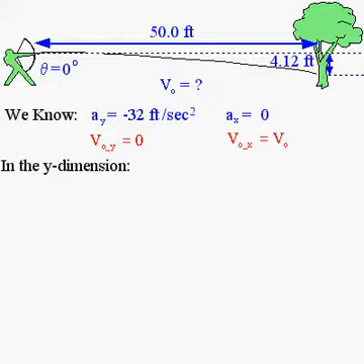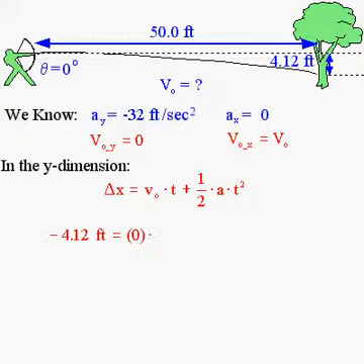So we can use equation 2.19. Delta x equals v0 t plus 1/2 at squared. Delta x is displacement. In the y dimension, the displacement is negative 4.12 feet. Remember, the arrow falls down 4.12 feet, and I defined down as negative because I gave the acceleration due to gravity a negative value. So the displacement is negative 4.12 feet. The initial velocity in this dimension is 0. We don't know the time. We do know the acceleration. It's negative 32 feet per second squared. And once again, we don't know the time.